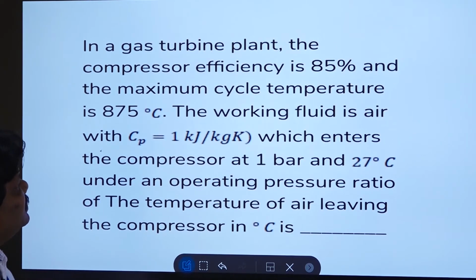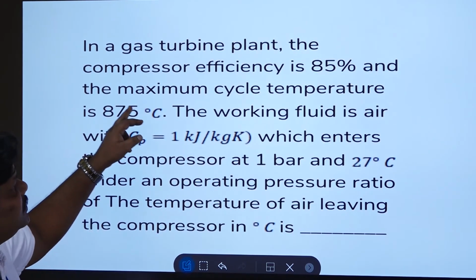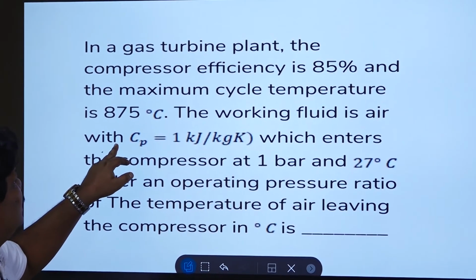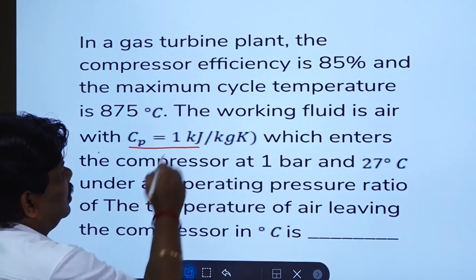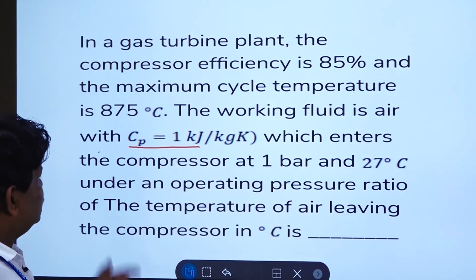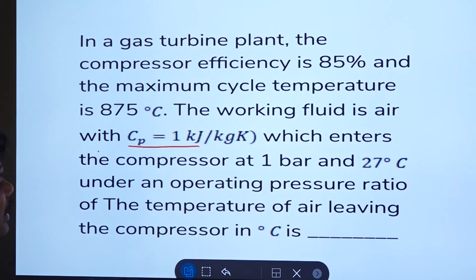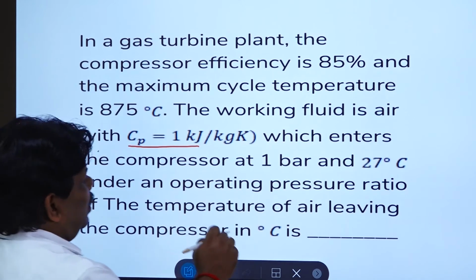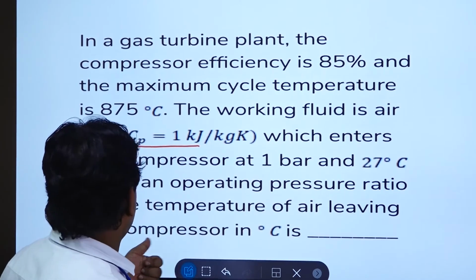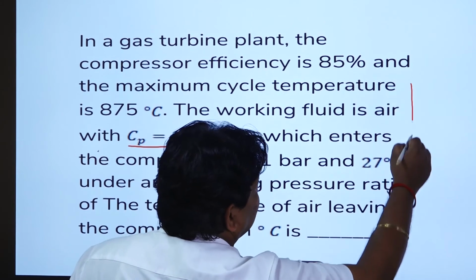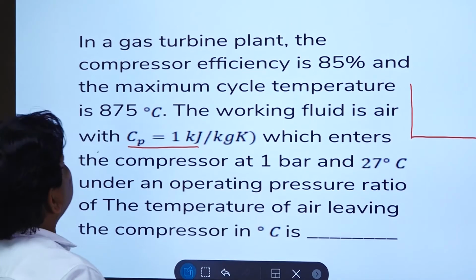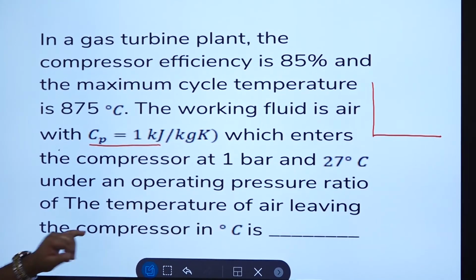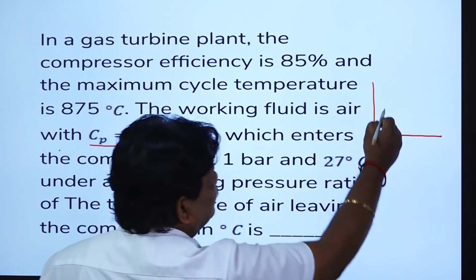The next one is, in a gas turbine plant, the compressor efficiency is 85% and the maximum cycle temperature is 875 degrees centigrade. The working fluid is air, with Cp equal to 1 kilojoule per kilogram Kelvin, which enters the compressor at 1 bar and 27 degrees centigrade under an operating pressure ratio. You have to find the temperature of the air leaving the compressor in degree centigrade.